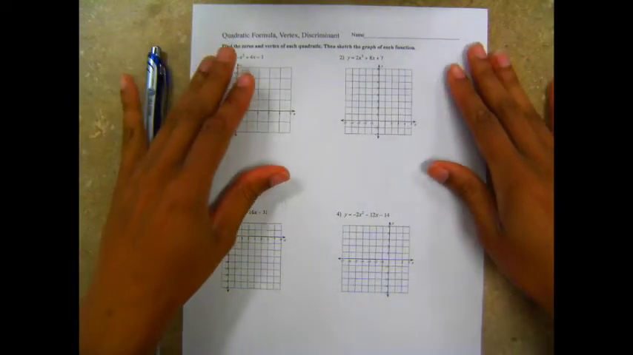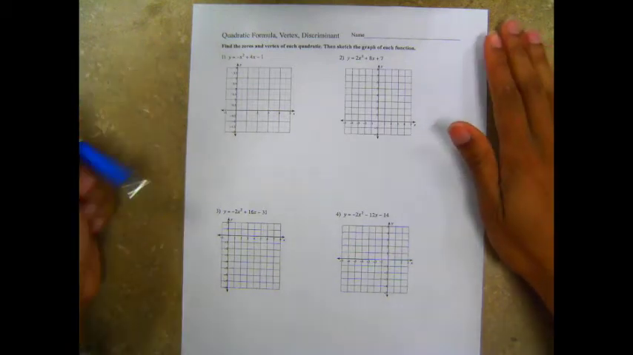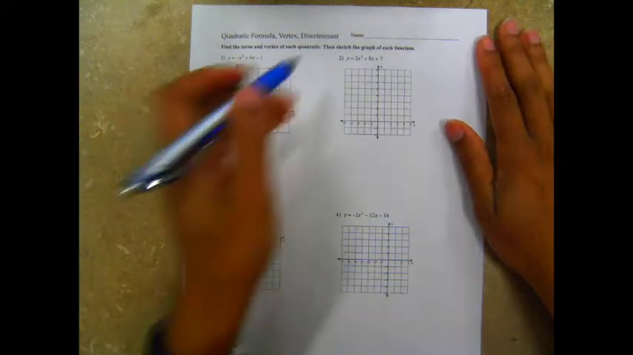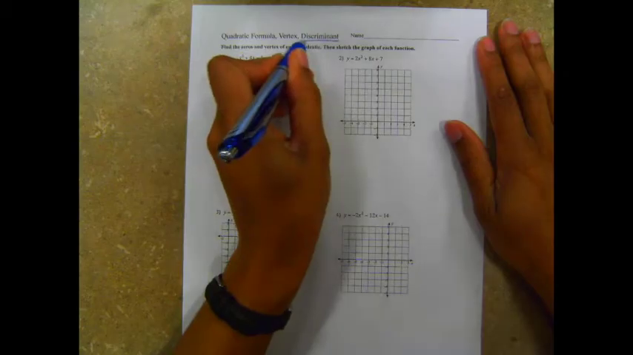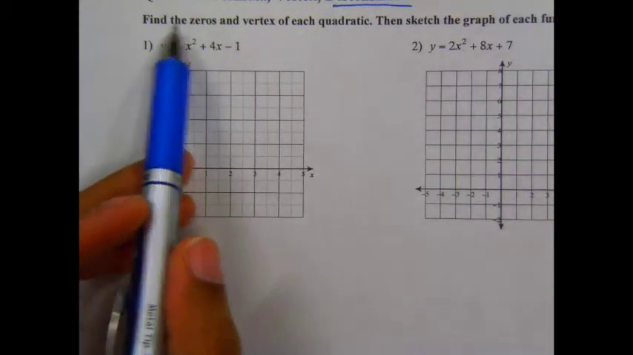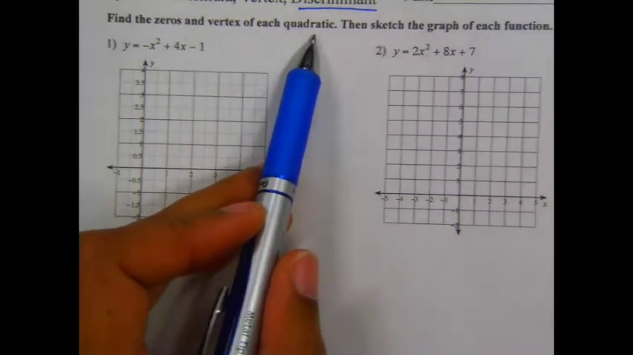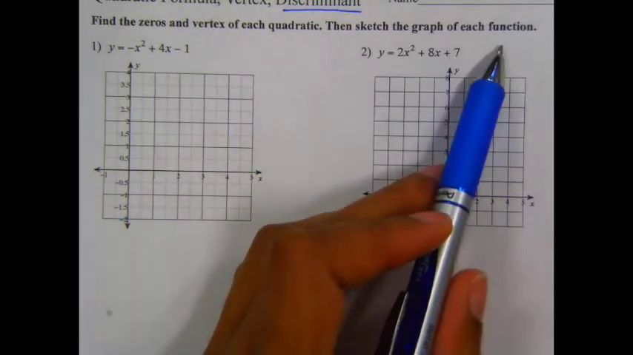Hello everybody. This video is to review how to do the worksheet that is located under the discriminant checkpoint. As you can see, the directions say to find the root, the zeros, and the vertex of the quadratic, and then to also sketch a graph of the quadratic.